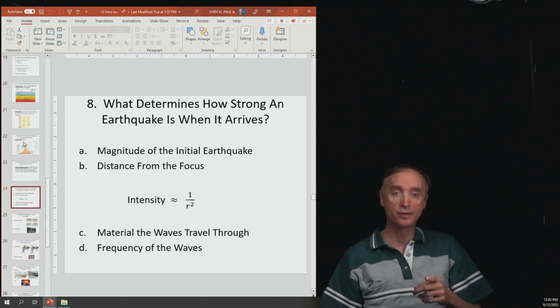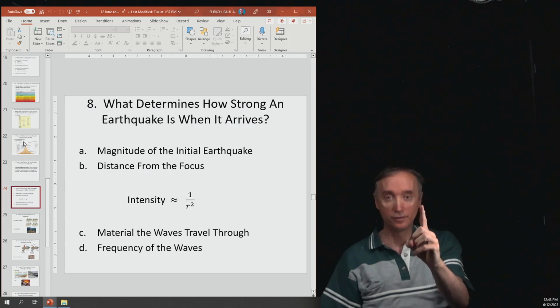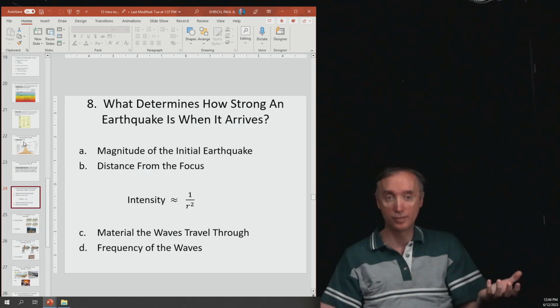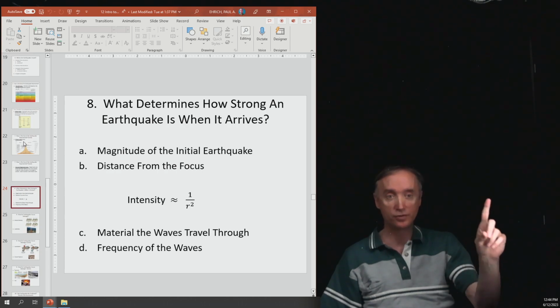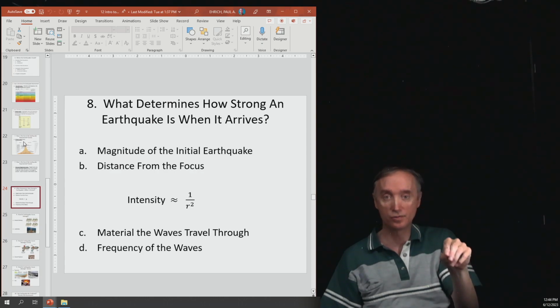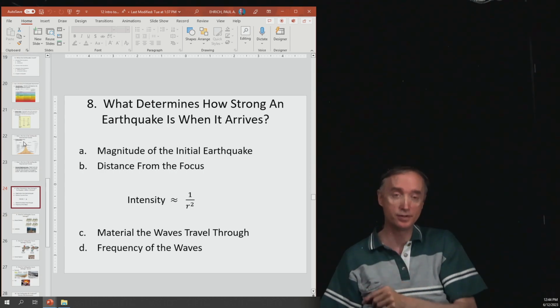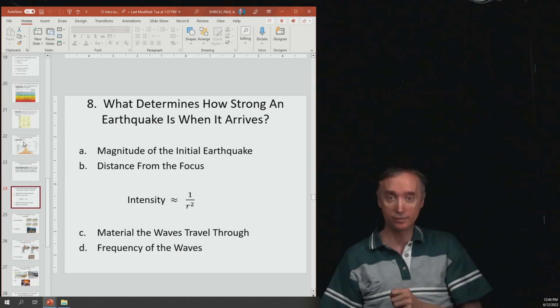Don't worry about that formula, but it's 1 over r squared, which means that if the wave travels 1 unit of distance, then it's going to have a certain magnitude, a certain intensity. But if it travels twice the distance, then 1 divided by 2 squared is 1/4. So you're only going to feel 1/4 of the amount of energy released by that earthquake. If you're 3 times the distance, you're only going to feel 1/9 the amount of energy. So the further you are from an earthquake, the better.